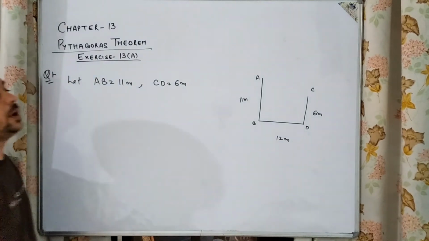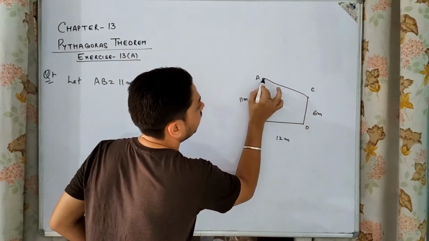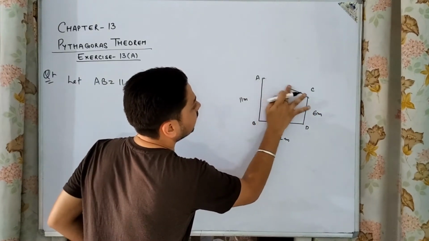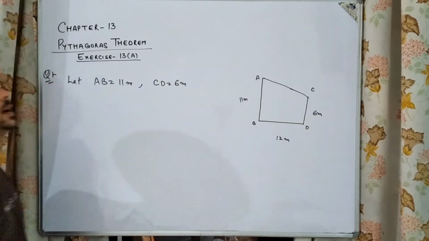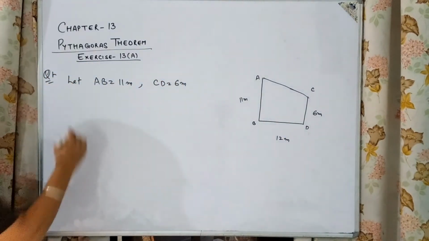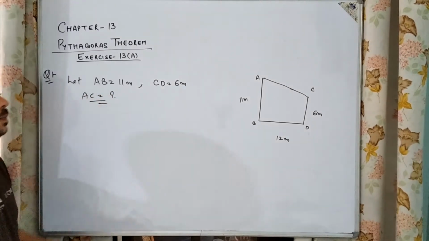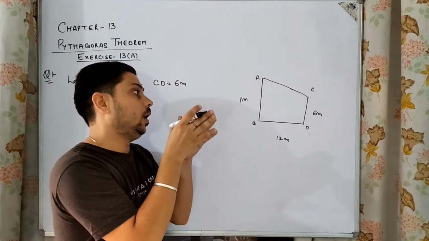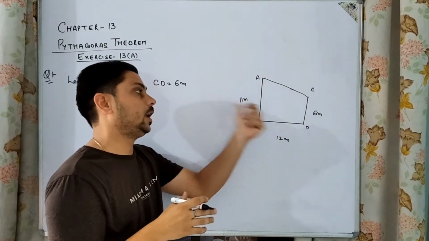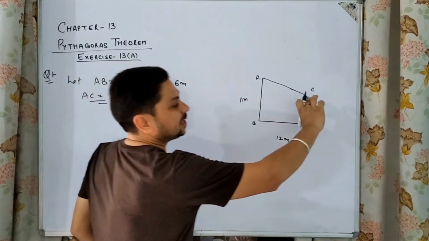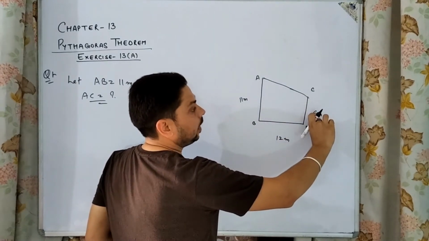What we have to find? We have to find the distance between their tips. This is what we have to find. We have to find the distance AC here. Now AC we have to find. Now we have to understand this figure keenly. This is CD 6 meter.